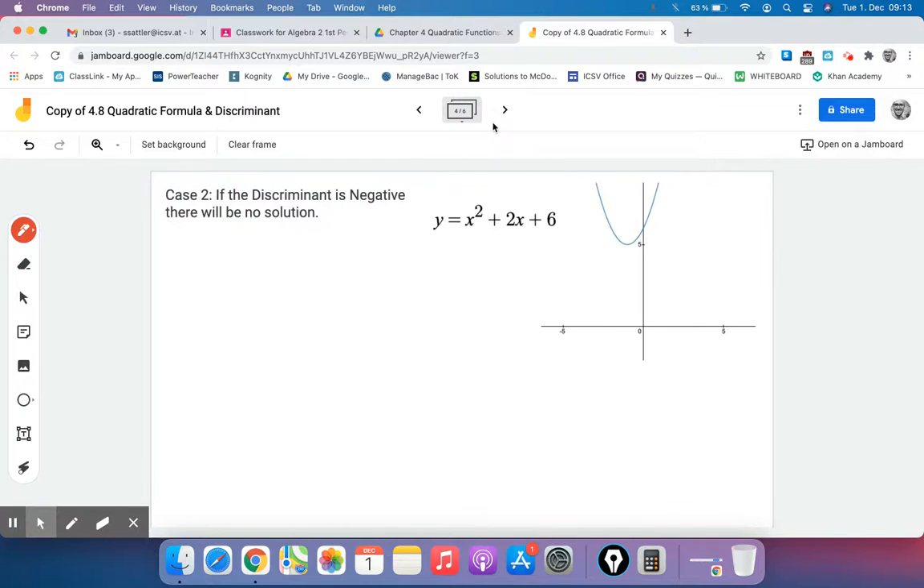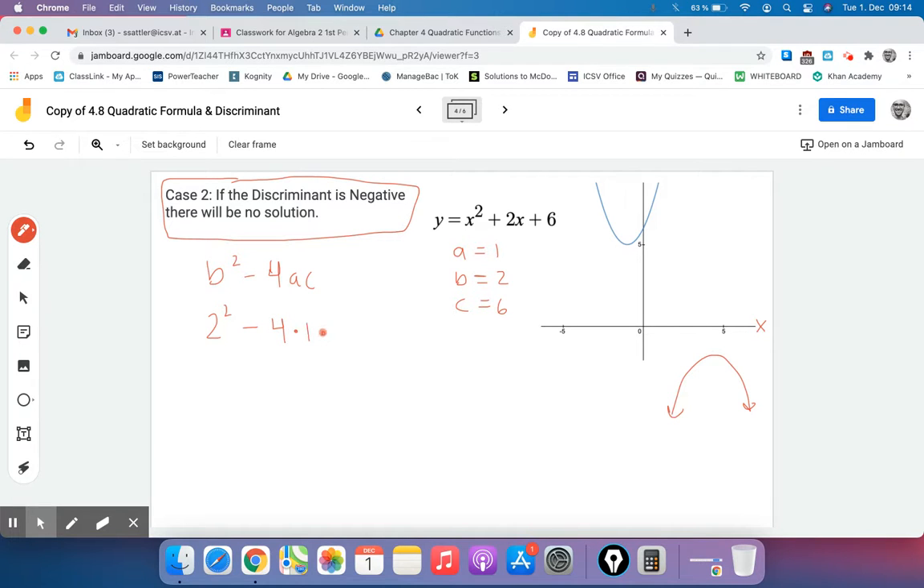So case 2, if the discriminant is negative, there will be no solution. Okay, and the parabola will look like this, or maybe there could be a case where it's upside down and it just can't cross the x-axis. So let's see, the discriminant, b squared minus 4ac. So in this case, a is 1, b is 2, and c is 6. So when we plug into this equation, we get b squared, so 2 squared, minus 4 times 1, because a is 1, and c is 6.